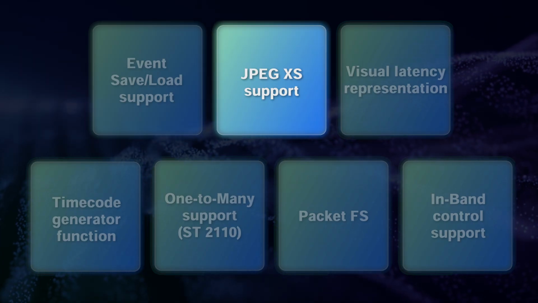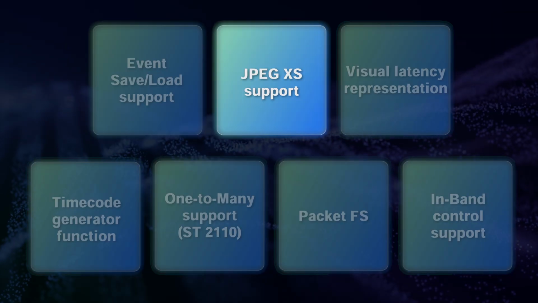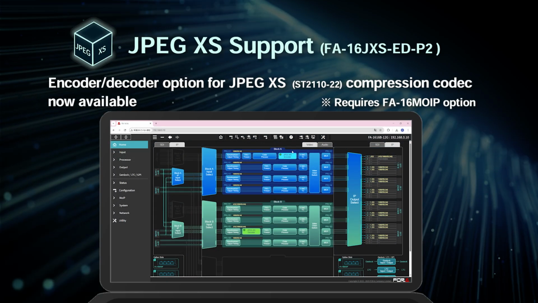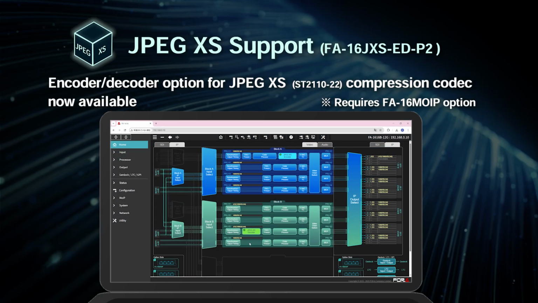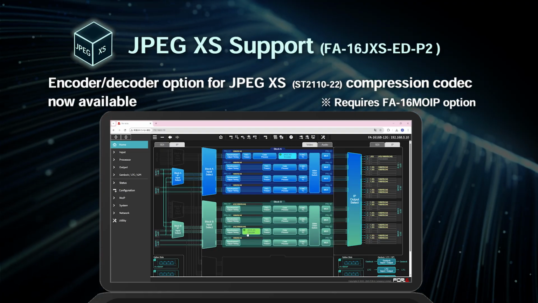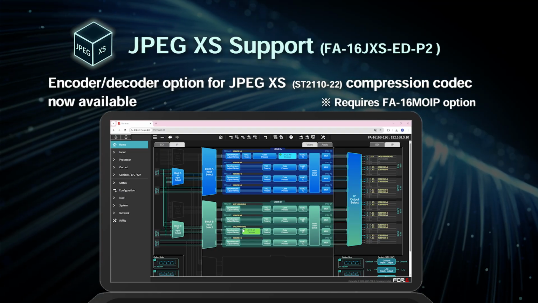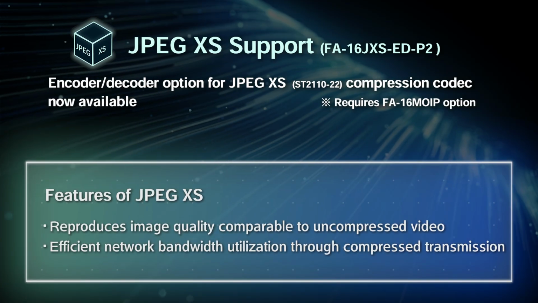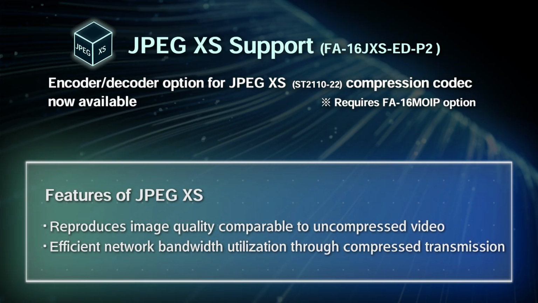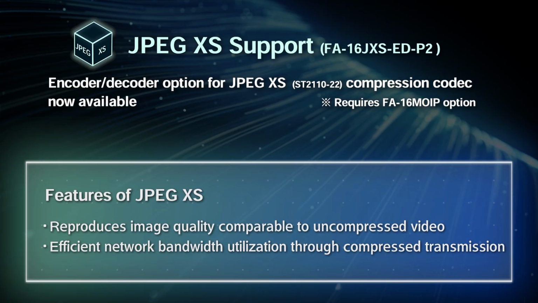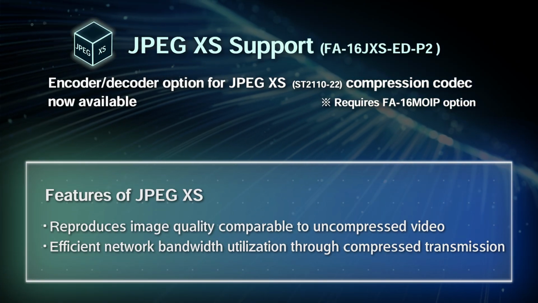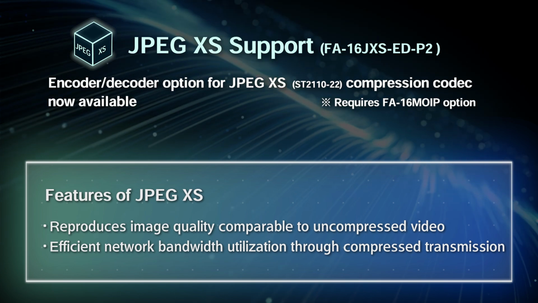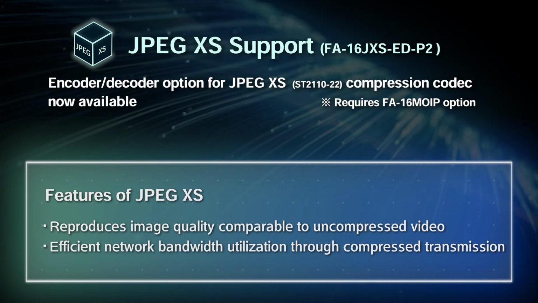Now, let's explain the JPEG XS support. We have introduced an encoder-decoder option for the JPEG XS ST2110-22 compression codec. Key features of JPEG XS include its ability to reproduce image quality comparable to uncompressed video while using network bandwidth efficiently through compressed transmission.